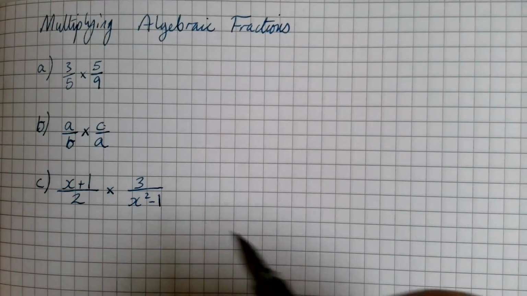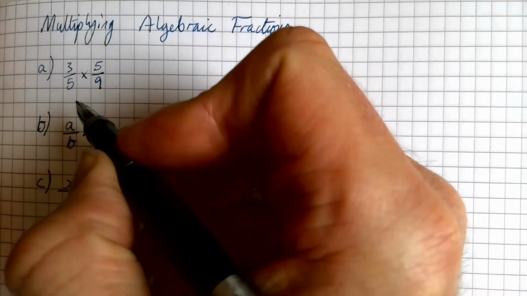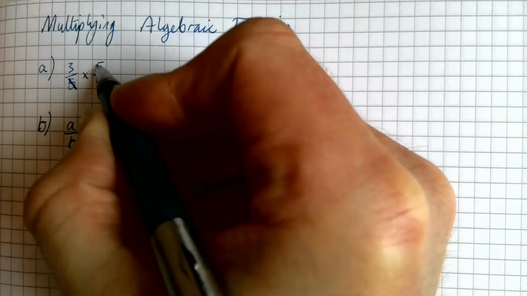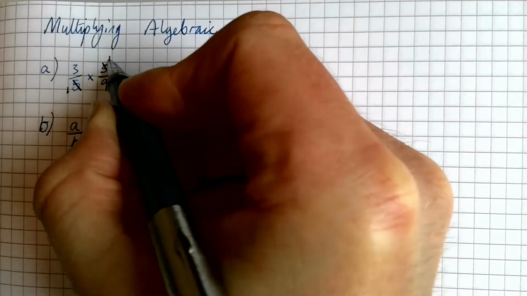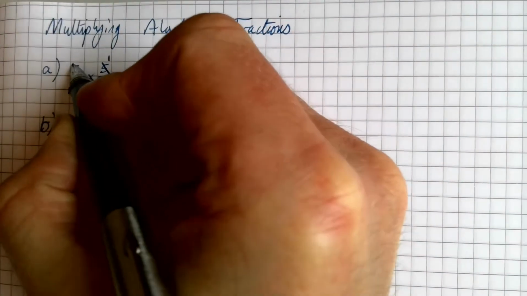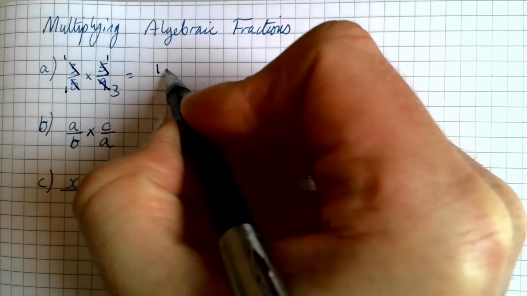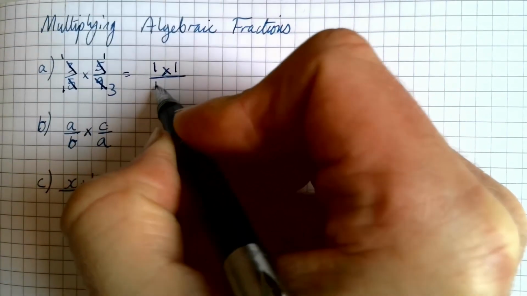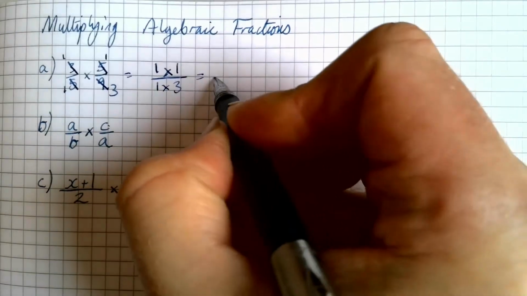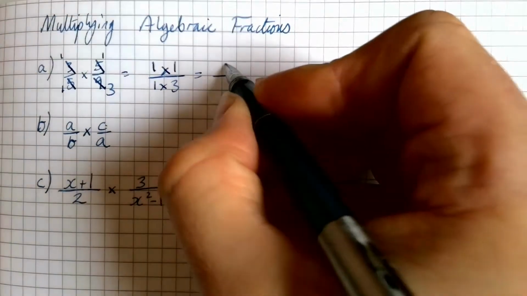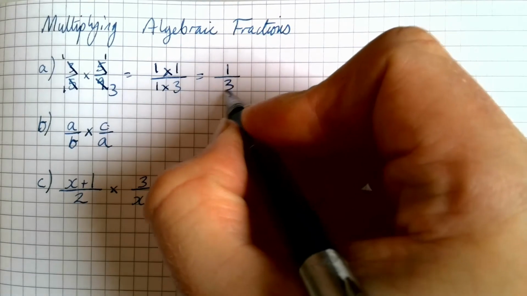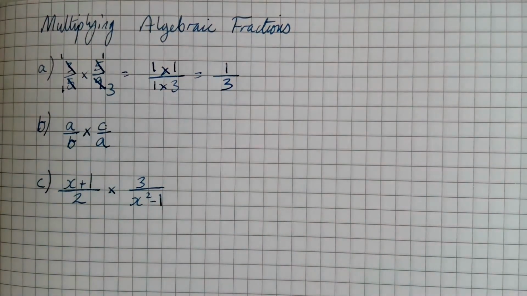Hopefully the first one shouldn't cause any of us any trouble at all. The 5 can cancel with the 5, strictly speaking. I should put a 1 there and a 1 there. 3 goes once into 3 and 3 times into 9. Now I'm just going to be writing 1 times 1 over there and 1 times 3 just to remind myself of what I'm doing. 1 times 1 is 1, 1 times 3 is 3. Normally I wouldn't bother doing that, I'd just go straight to a third.